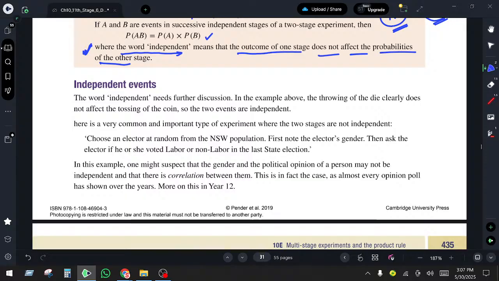Okay. Choose an elector at random from the NSW population. First, note the elector's gender. Then ask the elector if he or she voted for Labour or non-Labour in the last state election.